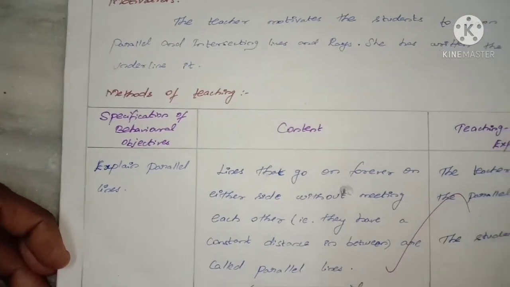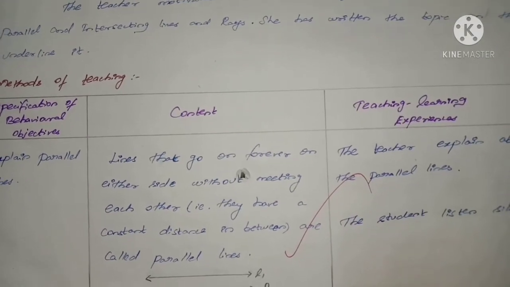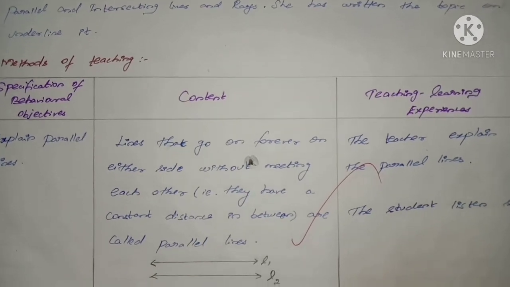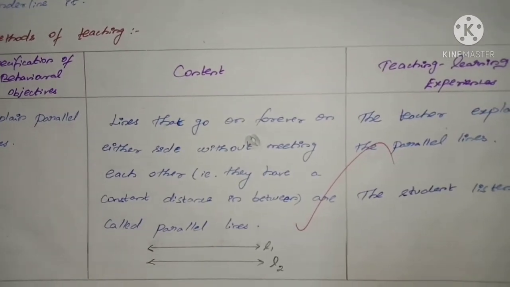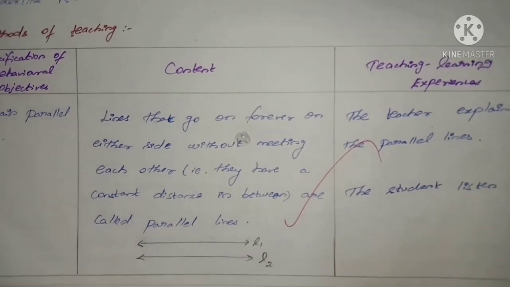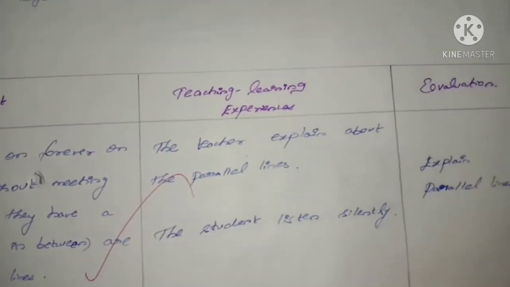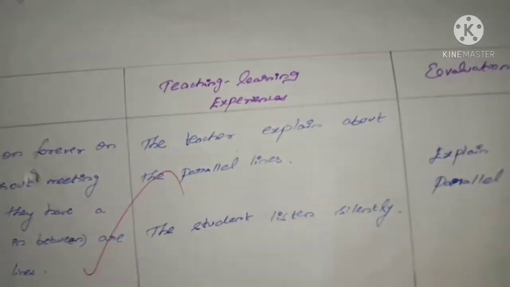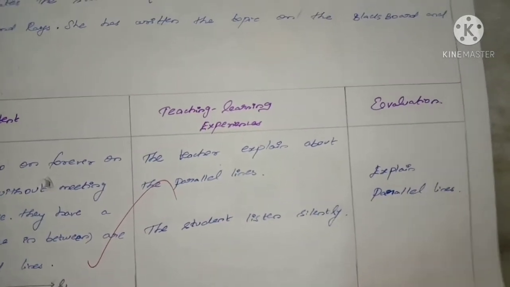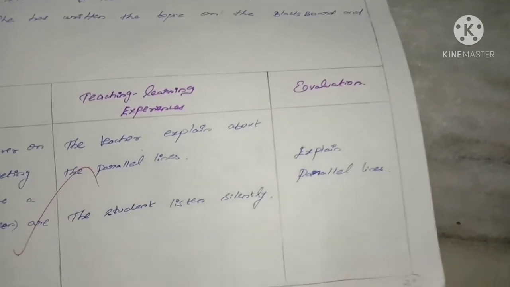Explain parallel lines. Lines that go on forever on either side without meeting each other, that is, they have a constant distance in between, are called parallel lines. Then draw the diagram. In the next box, the teacher explains about the parallel lines. The students listen silently. Next one is explain parallel lines.